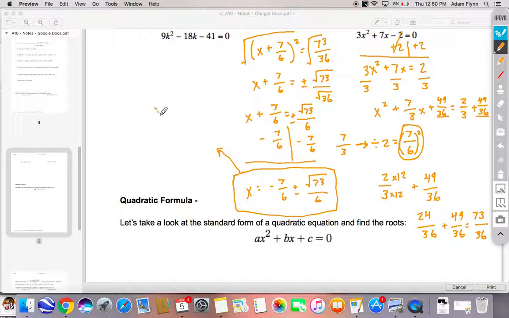You could also have x equals negative 7 over 6 plus the square root of 73 over 6, or x equals negative 7 over 6 minus the square root of 73 over 6. So pause the video if you need more time. At this time, you are ready for A10 quadratic formula.